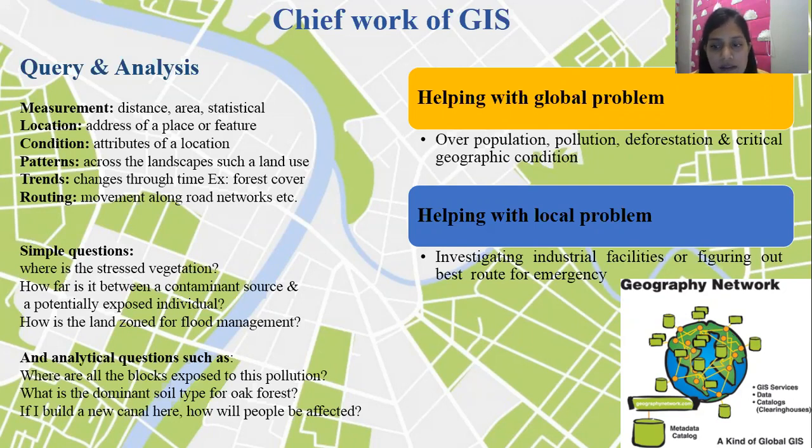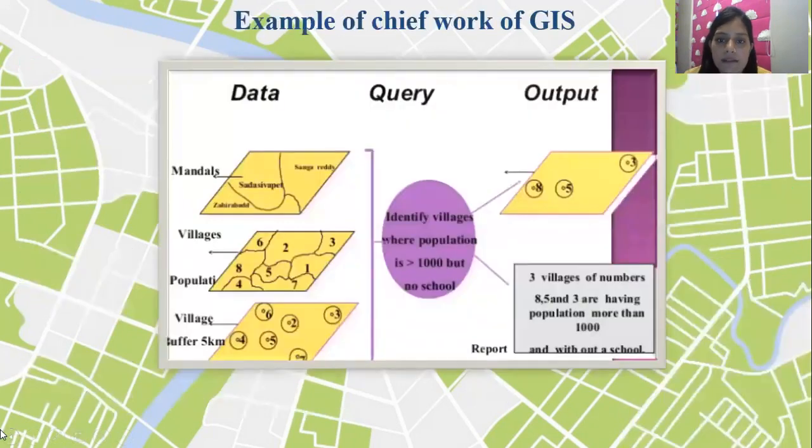Now, students, you can see here, I have shown you some geographic network in the bottom right corner. You can see that. What does it tell us? You can simply see the image. I have written there, geographic network. You can see through the whole earth, you can see GIS services, data, catalogs. There are many catalogs available, and hence it is possible that more and more questions can be answered with this, right?